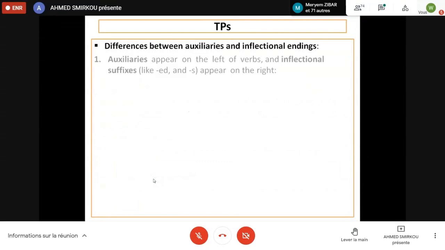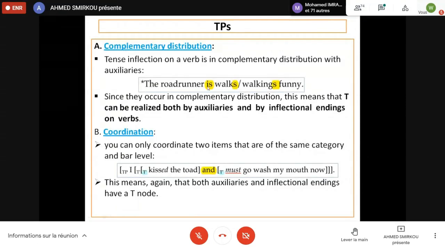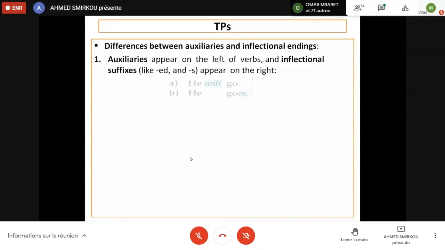So, there is only a slight difference between the auxiliaries and inflection endings. As you know, the auxiliaries can stand alone, but the inflection endings cannot stand alone because they are attached to the verb. They are always attached to the verb. Look at must here, it can stand alone, but the ED inflection ending cannot stand alone. For this reason, the auxiliary does not move while the inflection ending moves from T to the verb, as we'll see. So auxiliaries appear on the left, as you know, of the verbs, and inflectional suffixes like ed and s appear on the right. One difference.